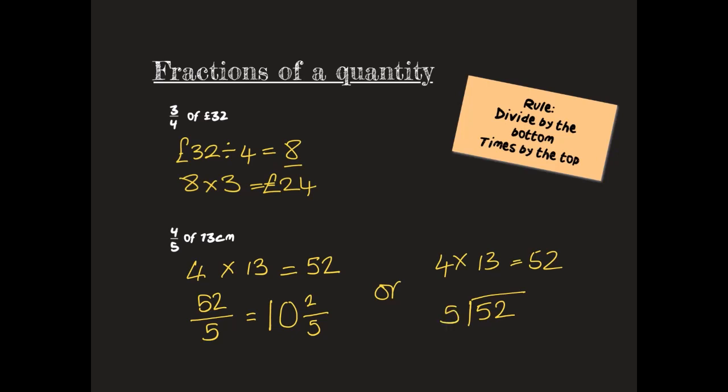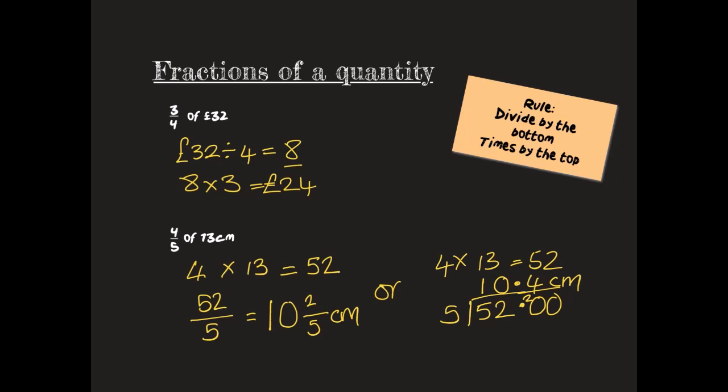So 5 into 5 goes once. 5 into 2 doesn't go, so you put down your 0. And then we put on a decimal point and a couple of extra zeros. It didn't go into the 2, so we carry the 2 over. 5 into 20 goes 4 times. So the answer is 10.4. And this was centimetres, so it's 10.4 centimetres, or 10 and 2/5 of a centimetre. So either of those answers would be acceptable.